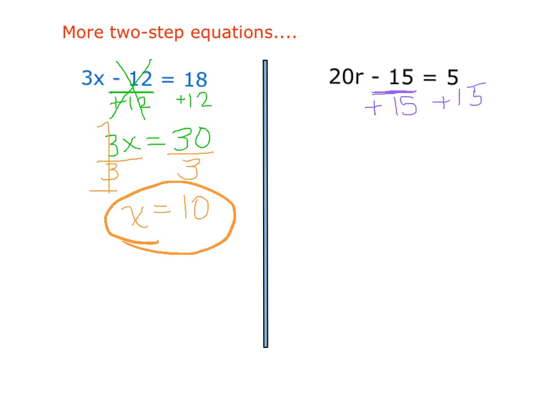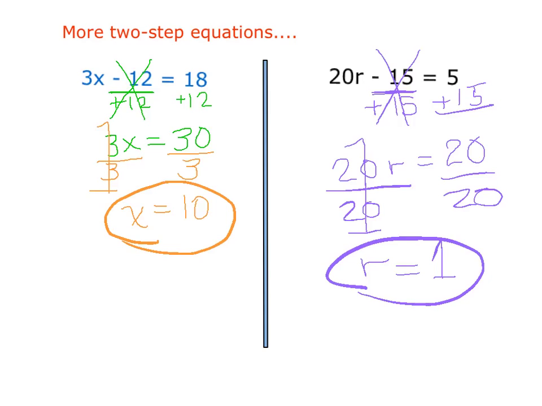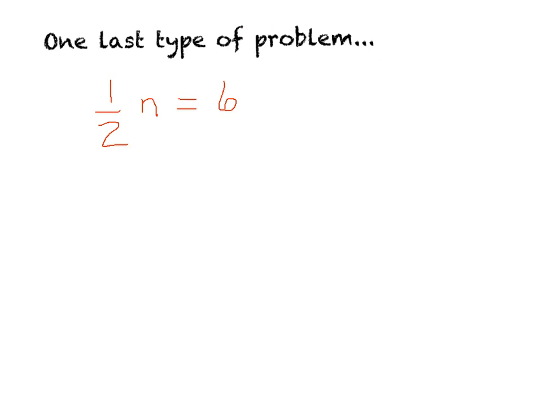Okay? And when we do that, this goes away. We're left with 20r equals 15 plus 5, which today is 20. Divide both sides by 20, because that's what we have to do next to get that 20 out of there. That becomes our well-chosen one, and our answer is r equals 1. That wasn't too tough. One last problem.